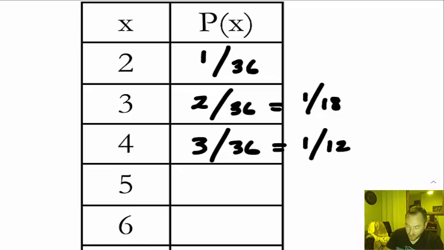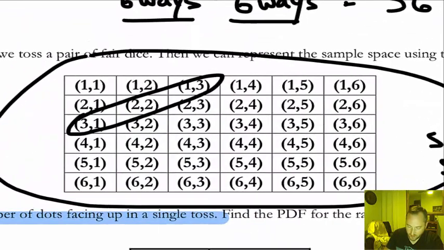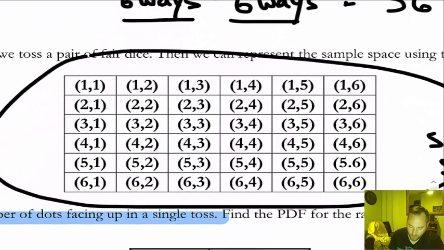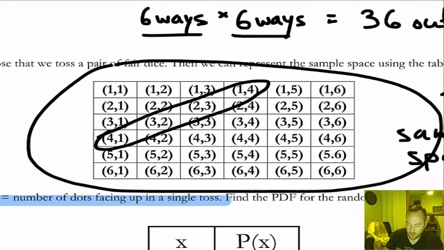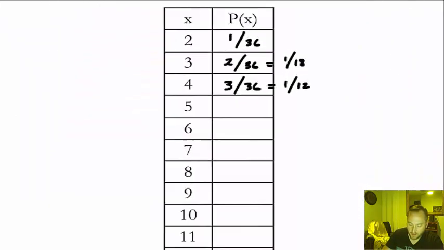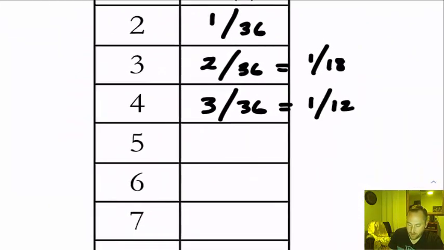Next one, 5. You'll see a sequence here, an arithmetic sequence, in fact. Here are our 5s. We have 4, 1, 3, 2, 2, 3, and then 1, 4, again when order does matter. There are 4 outcomes that give us the total number of dots being a 5. Therefore, the probability would be 4 out of 36. And dividing both by 4, you get 1/9.